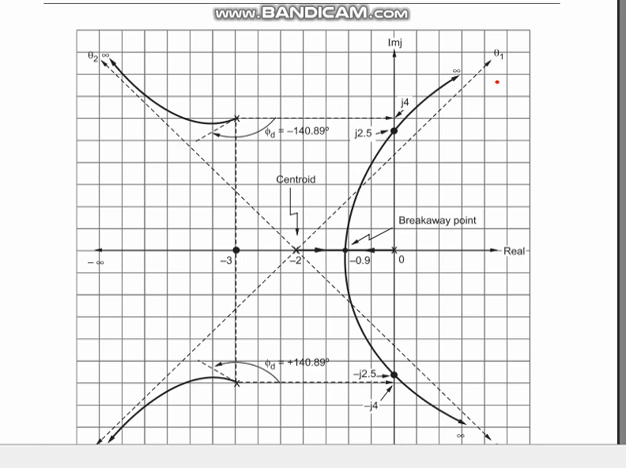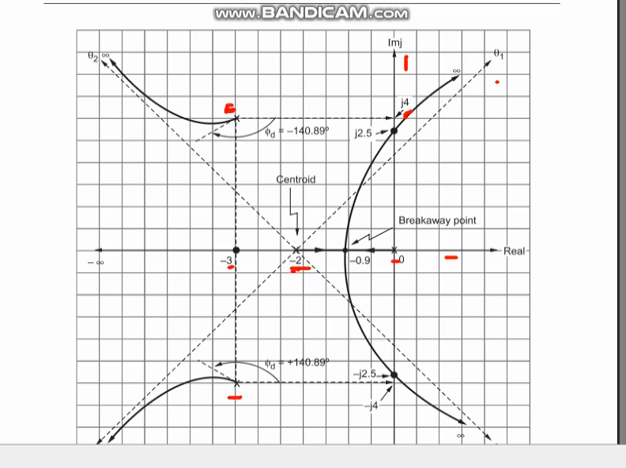In the given problem, this is the real axis and imaginary axis. The pole at 0 we know, and the pole at minus 2 we mark using a multiplication sign. Another pole is at minus 3 plus j4, which is here, and another pole is at minus 3 minus j4, also marked with a multiplication sign. We calculated the centroid, which is minus 2, properly marked here using the scale.